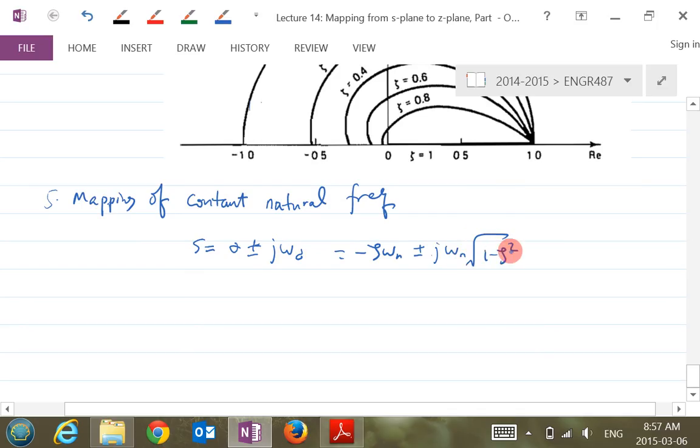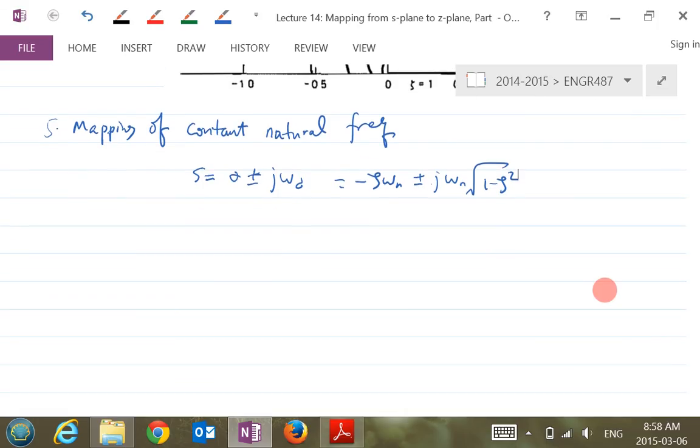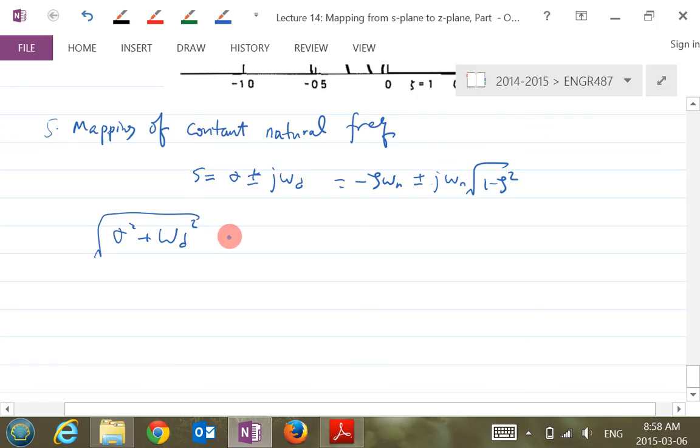Okay, natural frequency is the omega n here. So what we're saying is we're trying to map a loci for a second order system where this omega n is a constant. Not zeta is a constant anymore. The previous loci had zeta constant. So this loci makes a constant natural frequency. If I take sigma squared plus this omega d squared, and then take a square root, guess what? You end up with just omega n.